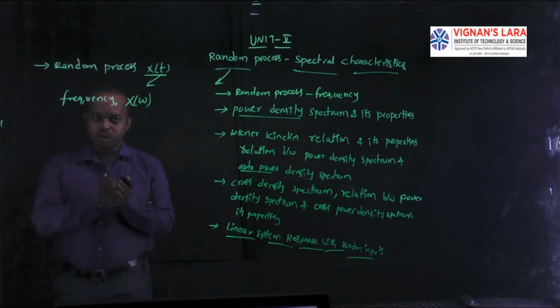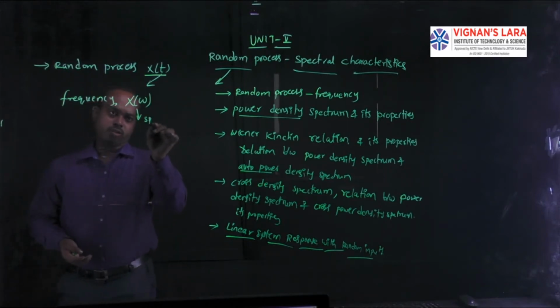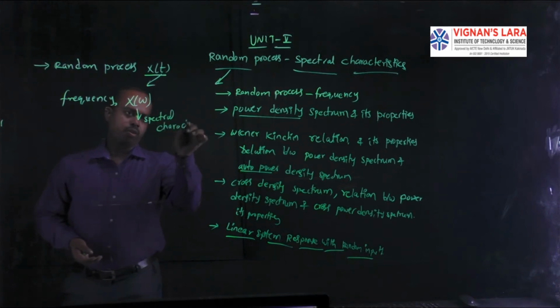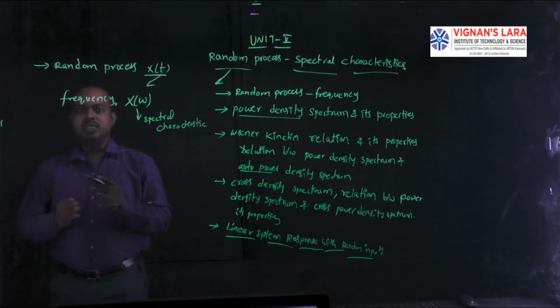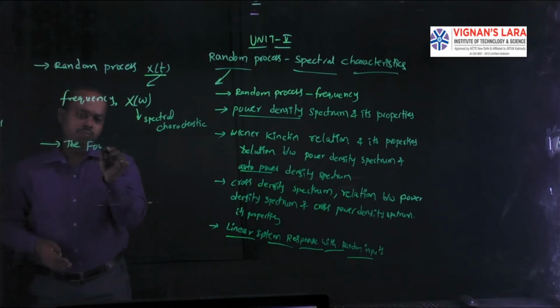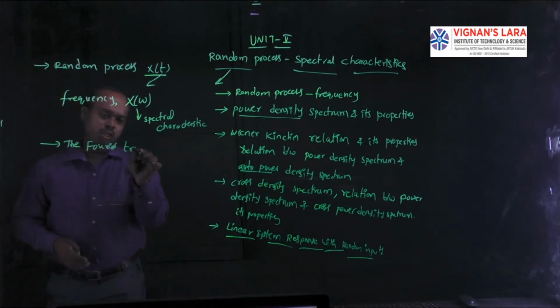Representation and the function obtained, both in the frequency domain, are called spectral characteristics. The best example of spectral characteristics is the Fourier transform. The best application of the frequency domain representation is the Fourier transform.